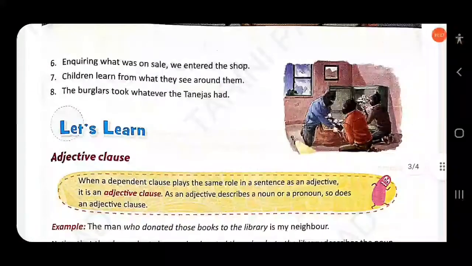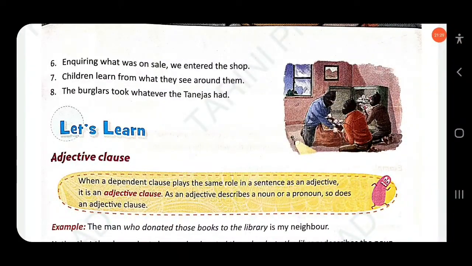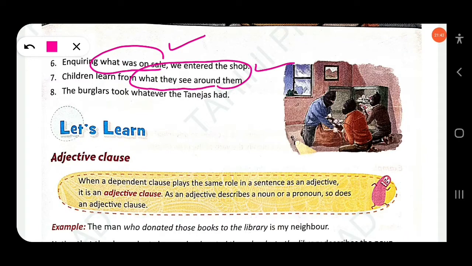Then next, inquiring what was on sale, we entered the shop. So here what was on sale is a noun clause. Okay. Then next, children learn from what they see around them. So what they see around them is a noun clause. Okay. The burglars took whatever the thieves had. So whatever the thieves had is a noun clause. Clear?